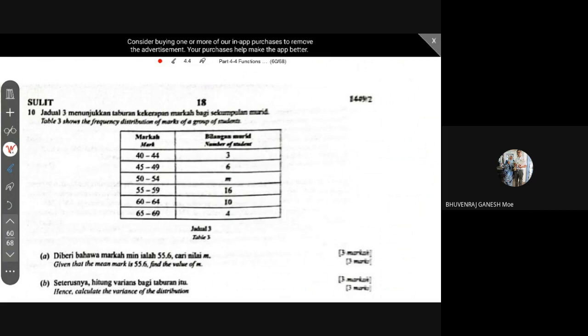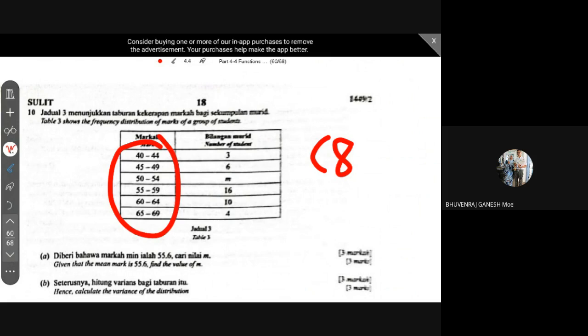This one, be careful, because there's two actually. One in Form 4, Chapter 8. Which form? Form 4. Okay, wait, let me think. This one is Form 4. Is it Form 4? This one is grouped data, because it's like this.